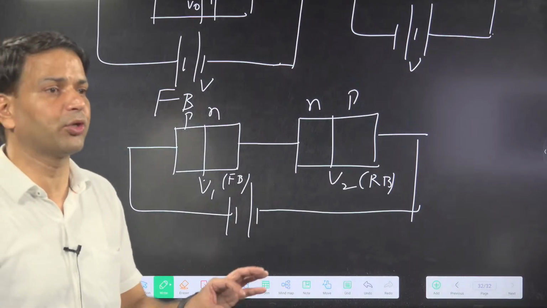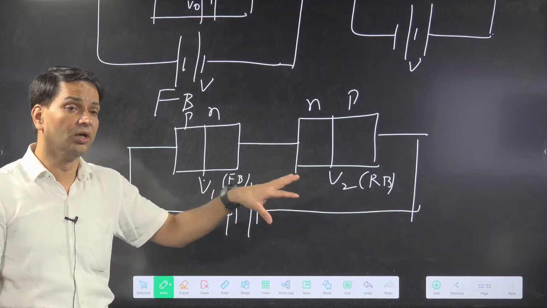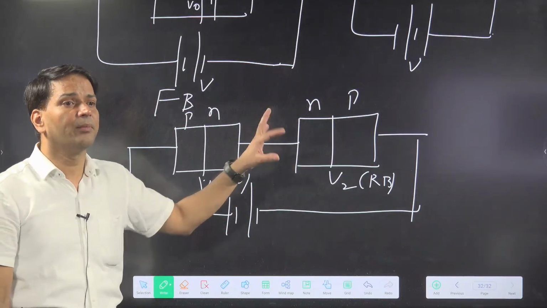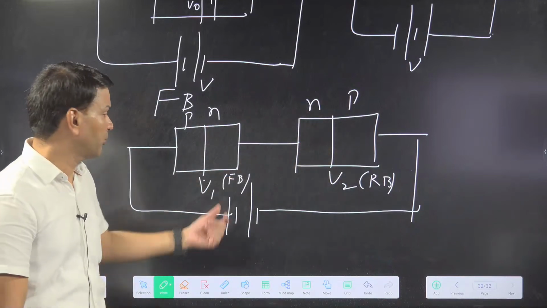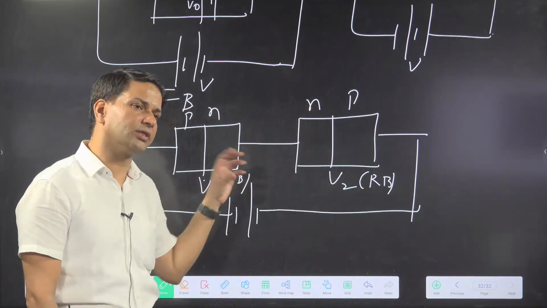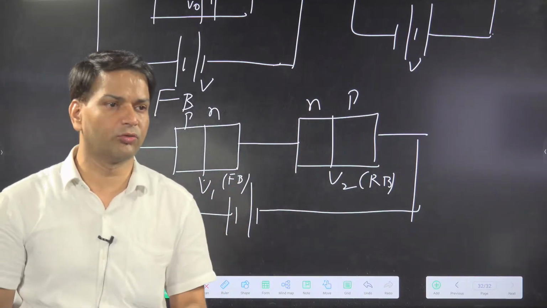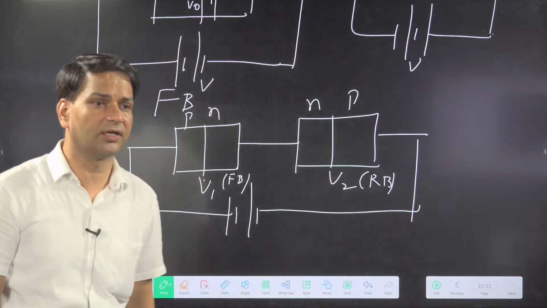So in this case, the potential drop across both will be different. So V1 is not equal to V2. Why? Because one is in the forward bias, one is in the reverse bias. If I have given both in the forward bias, then V1 is equal to V2. If I have given both in the reverse bias, then V1 will be equal to V2. But one is the forward bias, one is the reverse bias, then the potential drop will be different. Understood?